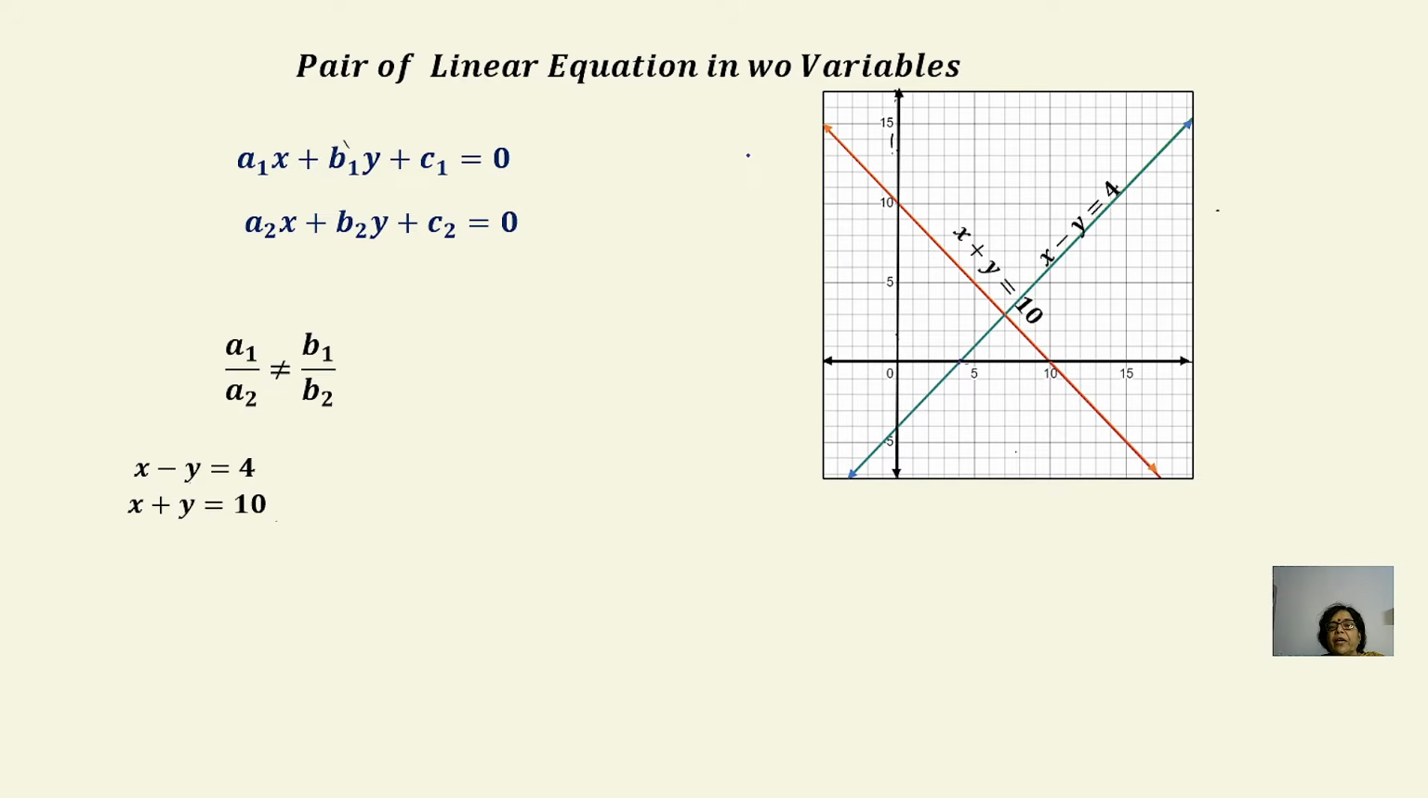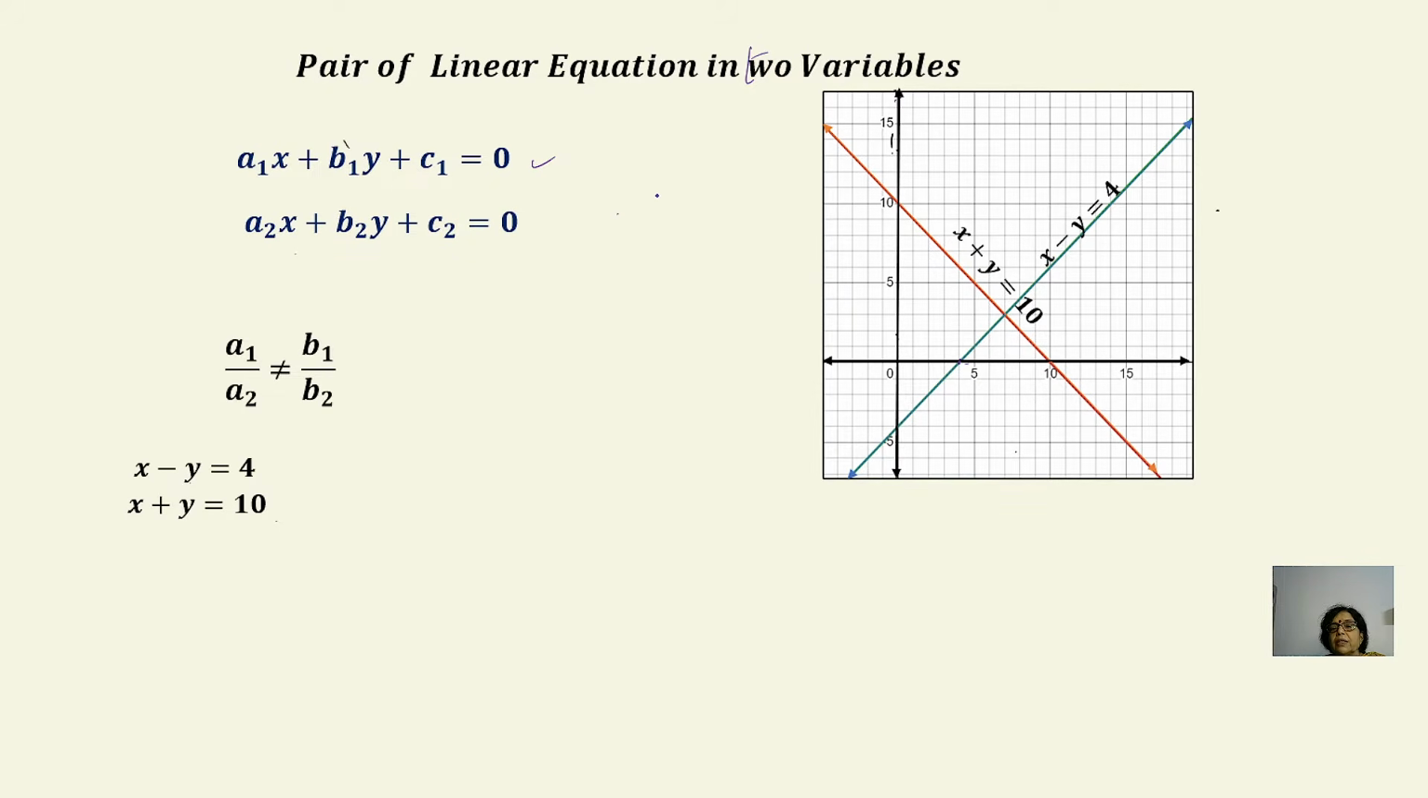Now we have a pair of linear equations in two variables. So what do we do, and how do we solve this graphically? These are the two equations, the general standard representations of linear equations: a1x plus b1y plus c1 is equal to 0, and a2x plus b2y plus c2 is equal to 0.